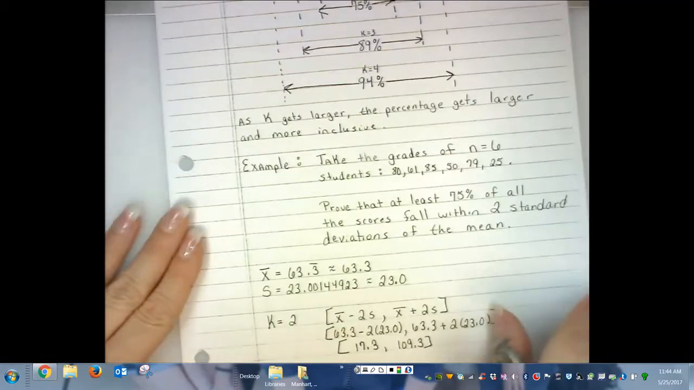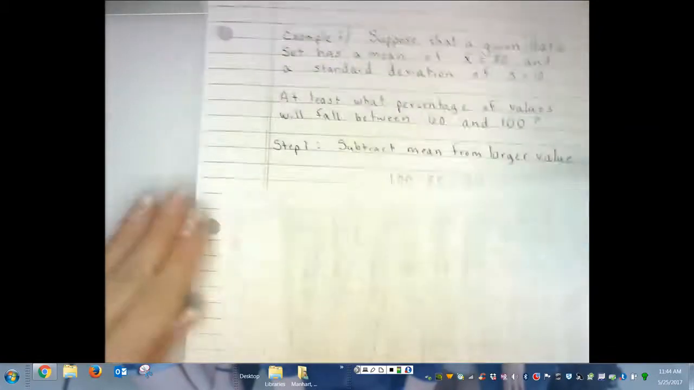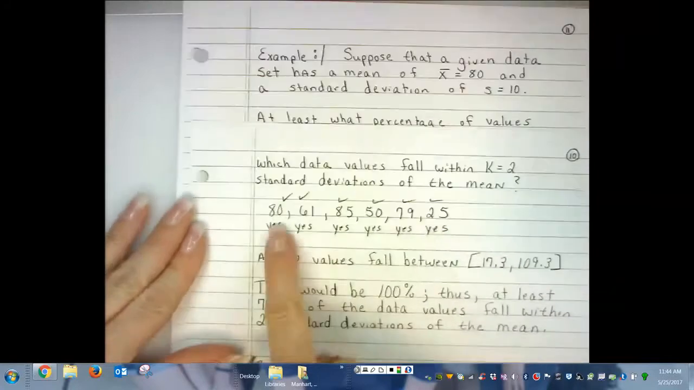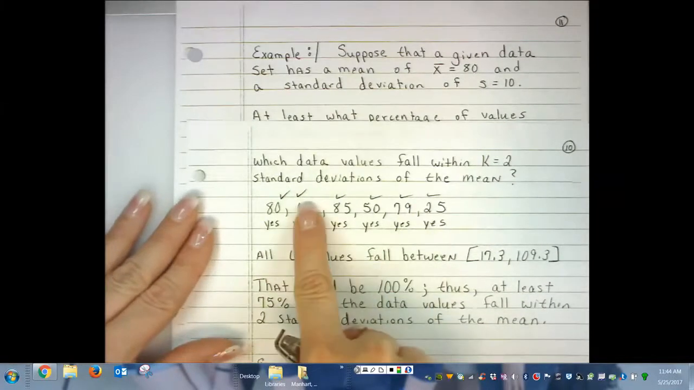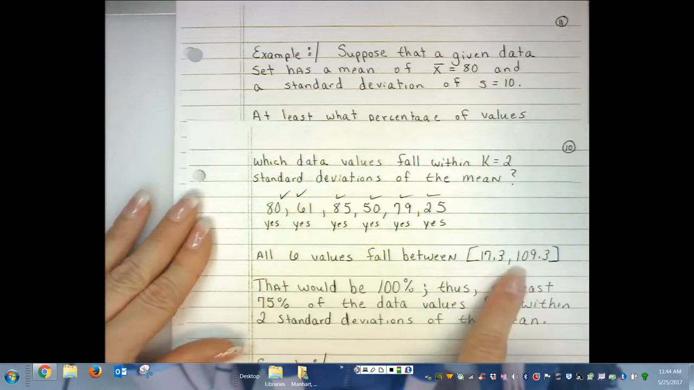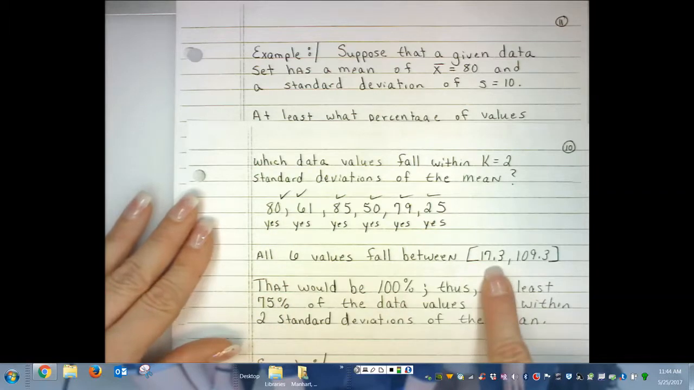And that's easy enough to prove. All you have to do is go back to your data set. These are the 6 students and their scores, and which data values fall within 2 standard deviations of the mean. Again, these are the values. I put check marks above the values that fall between 17.3 and 109.3. All 6 students fall there.